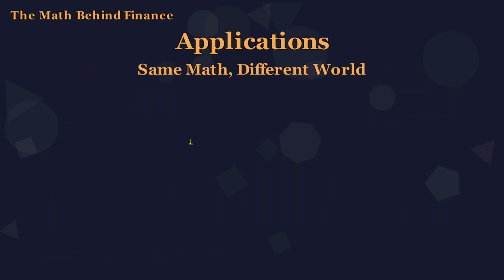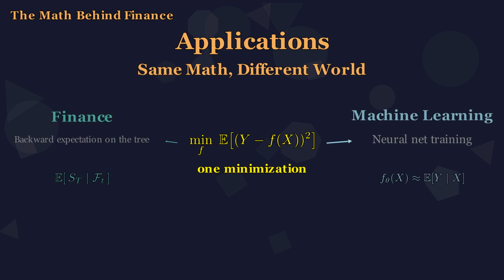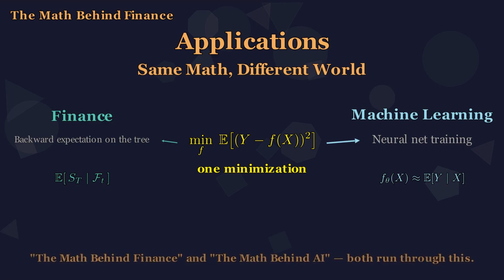And here is the bridge. Conditional expectation is the unique function that minimizes expected squared error. In finance, that minimization is backward induction on a tree. In machine learning, the same minimization is training a neural network. One object, two machines. The math behind finance and the math behind AI both run through this.